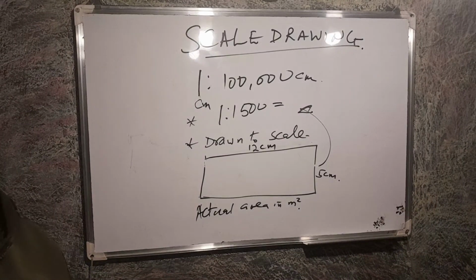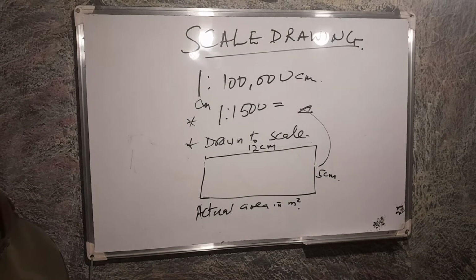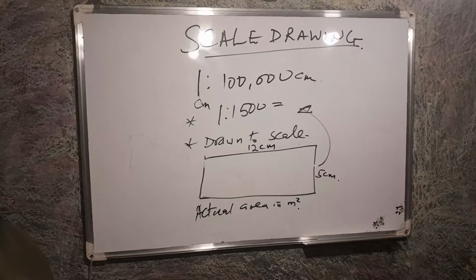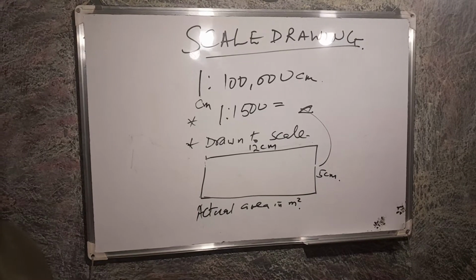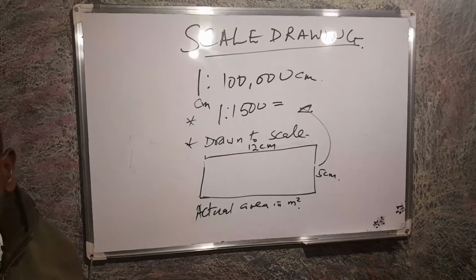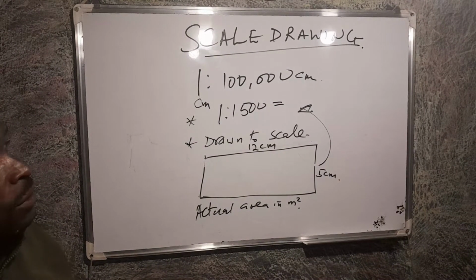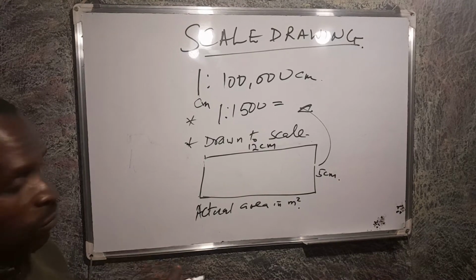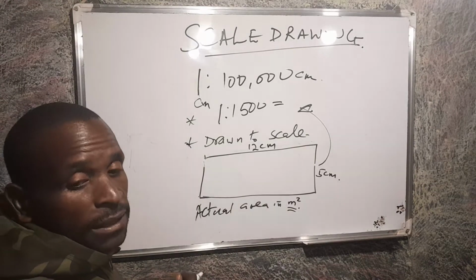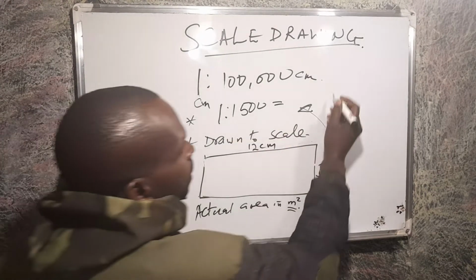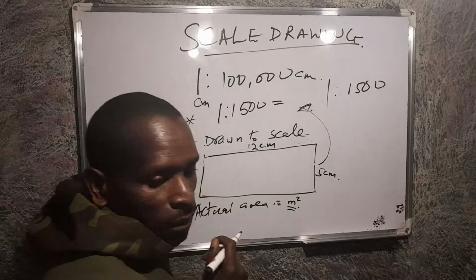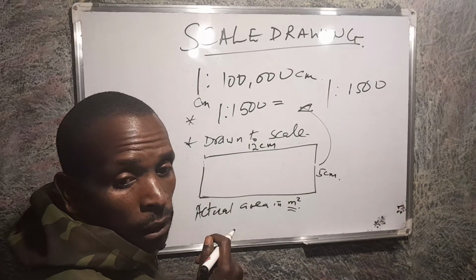So from there, what do you do next? How do you change them into meters? You change the scale, isn't it? Yes, it is the scale you change to meters. Remember, what guides you is the scale and the units asked. So if 1 centimeter represents 1,500 centimeters, change this one to meters.